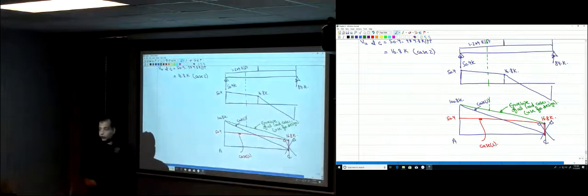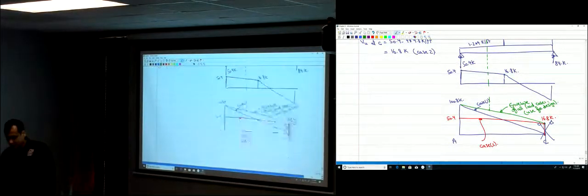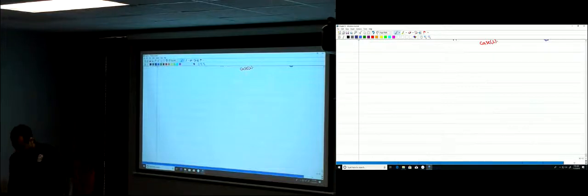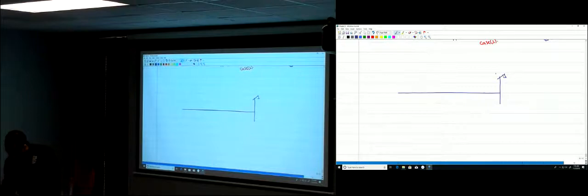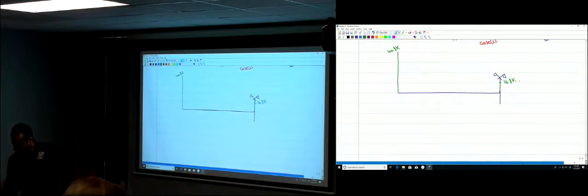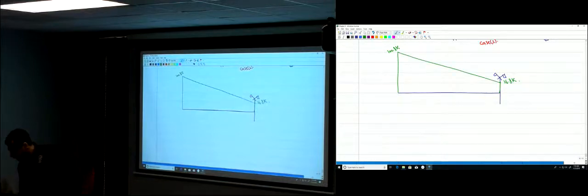So now, this is the envelope. This is the center line of the beam. The shear here is 100.8 K, and the shear here is 16.8 K, and right in between, that's the envelope. So this is A to C, this is 7 feet, which is 84 inches.